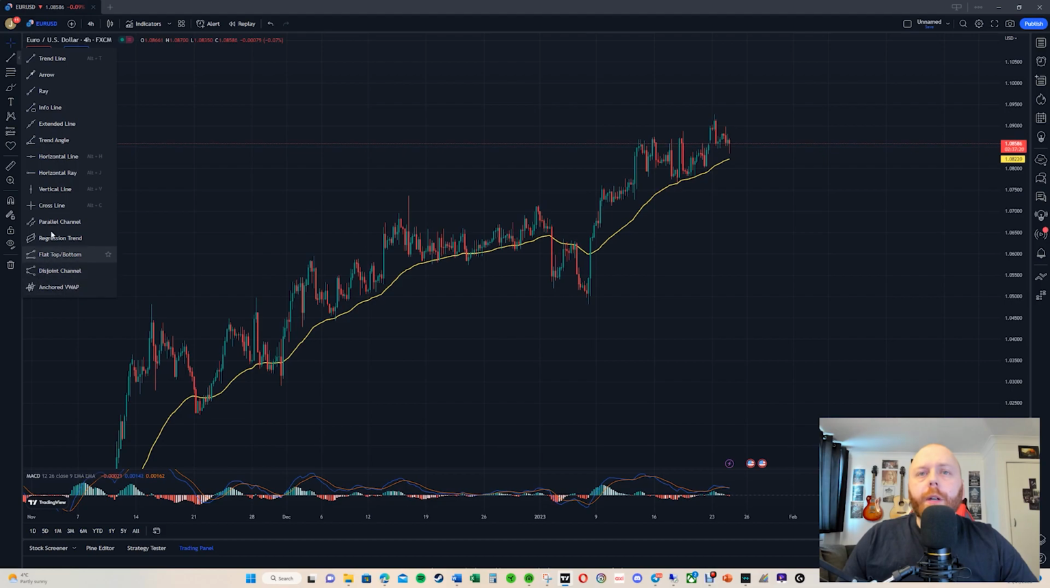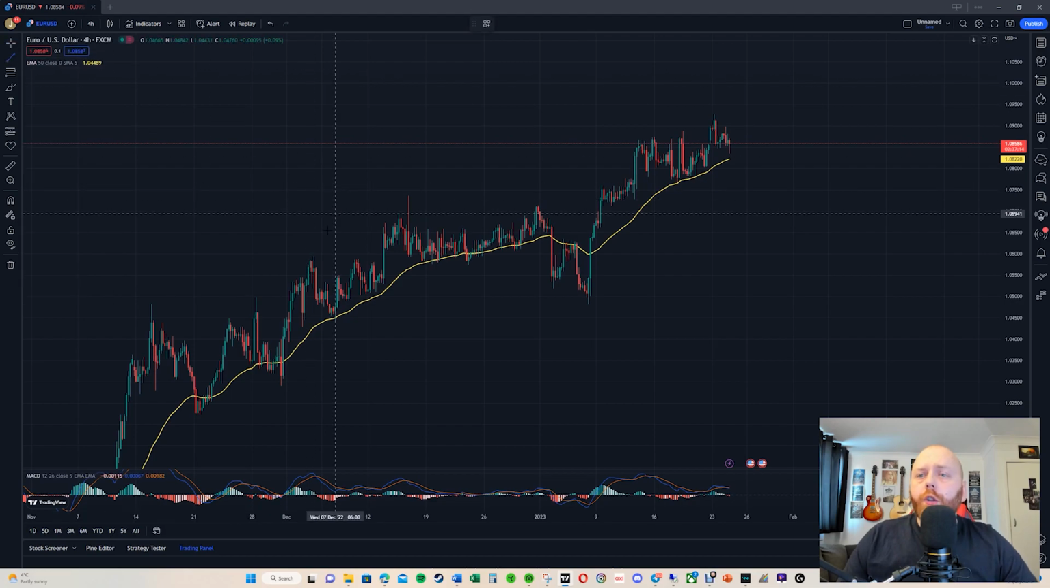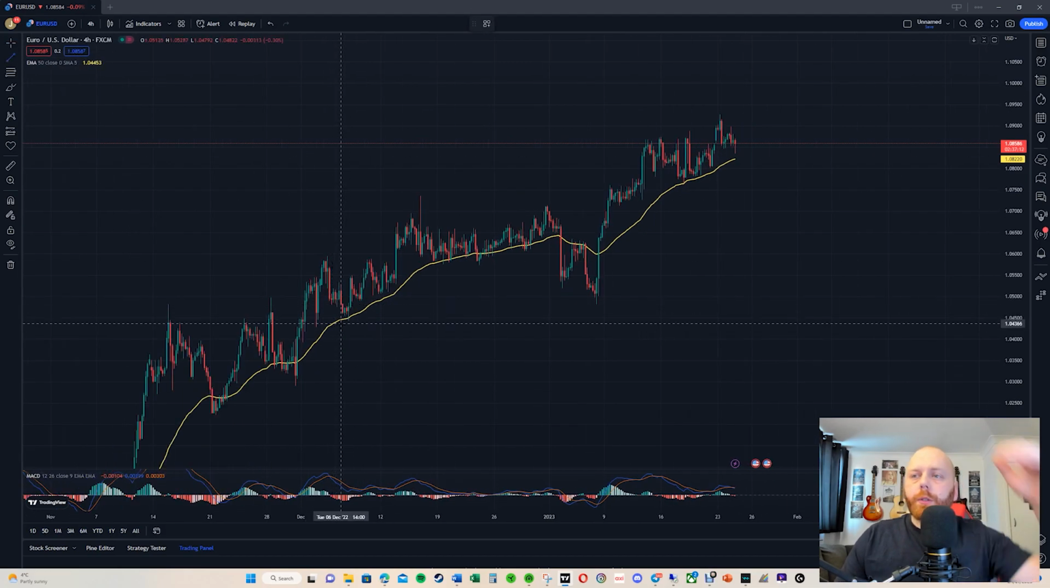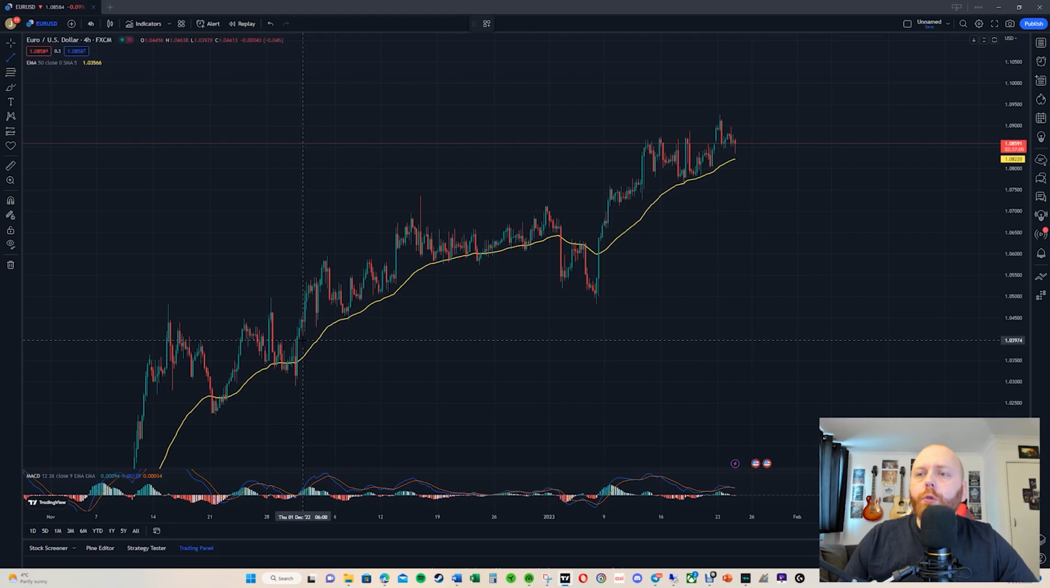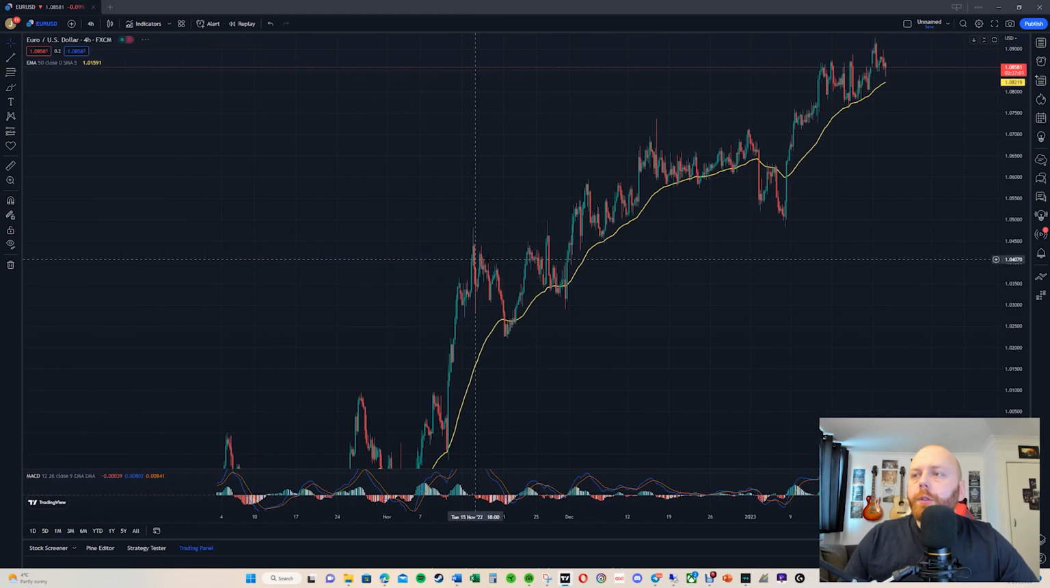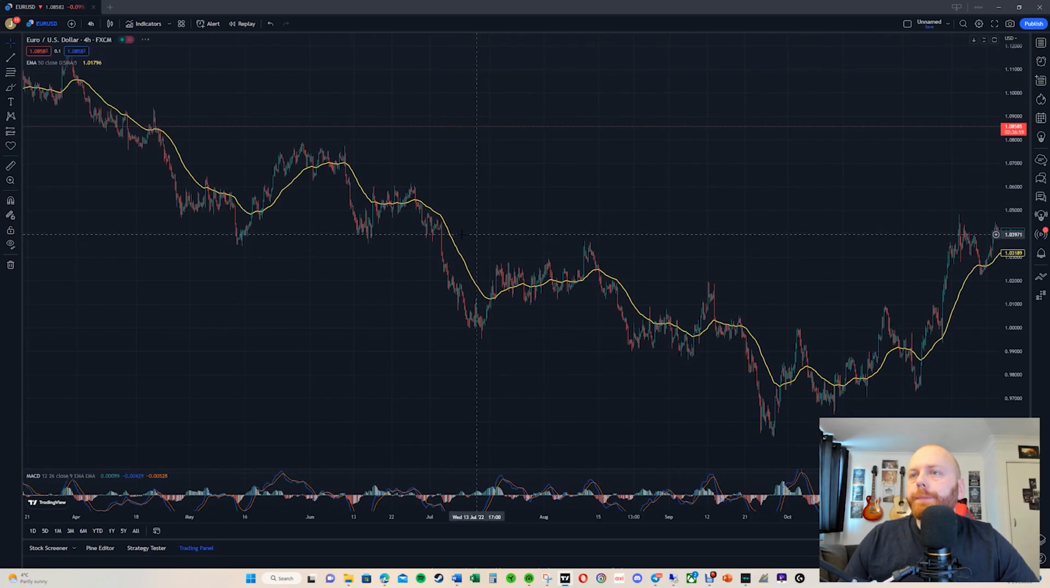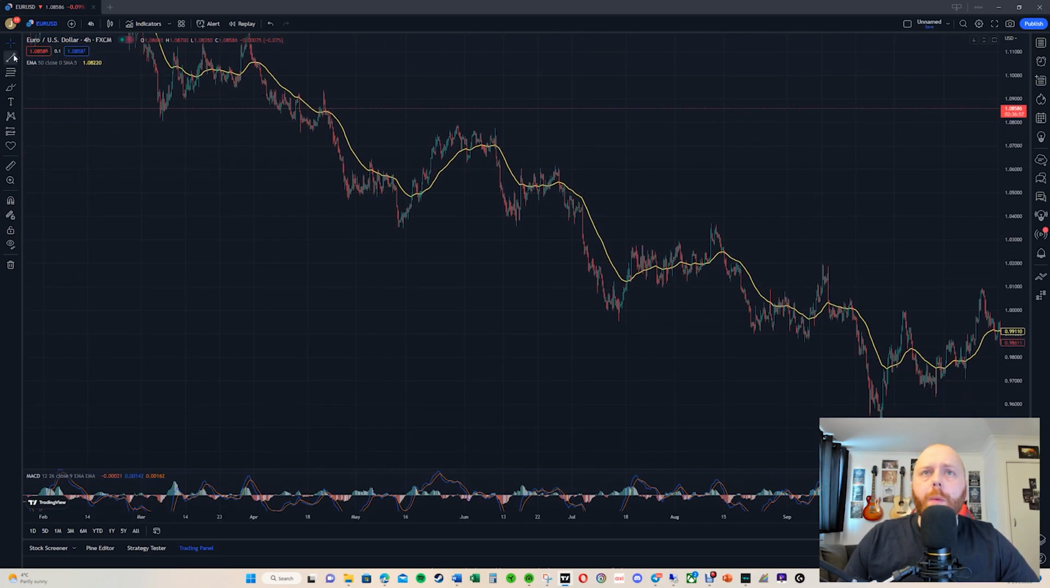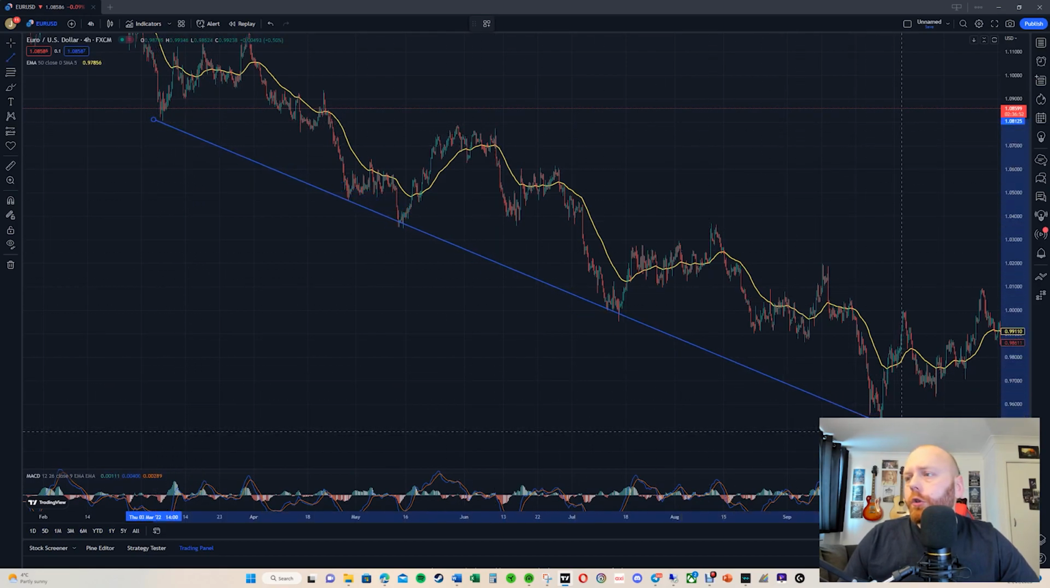Out of all of the ones that are in here, I only use a couple. The main one I use is the trend line. So a trend line is basically used to, as it says, establish trends in a chart, but I also use the lines to help draw and figure out certain patterns that are going on. So let's just take Euro USD for example. When we were in this big bearish period, I might draw a trend line down here.